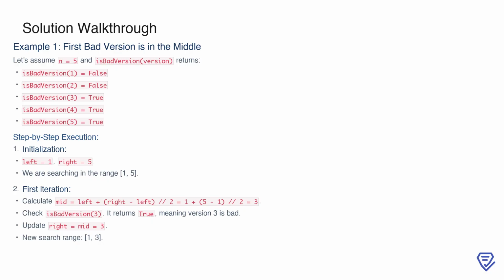For the first iteration, we calculate the midpoint using the formula mid = left + (right - left) // 2. This gives us mid equals 3. Checking isBadVersion(3) returns true, so version 3 is bad. Since we now know the first bad version must be at mid or earlier, we update our search range by setting right equals mid, narrowing it to [1, 3].